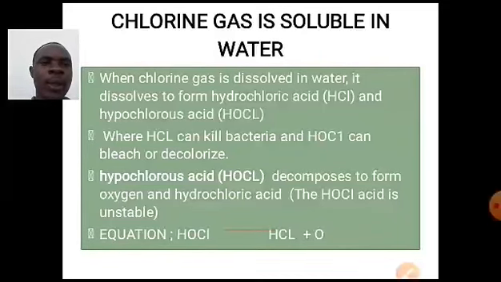When chlorine gas is dissolved in water, it forms hydrochloric acid and hypochlorous acid, where hydrochloric acid can kill bacteria and hypochlorous acid can bleach or decolorize. Chlorine gas is soluble in water. Hypochlorous acid decomposes to form oxygen and hydrochloric acid. You have already seen that when you take hypochlorous acid, it decomposes to form hydrochloric acid and oxygen gas.